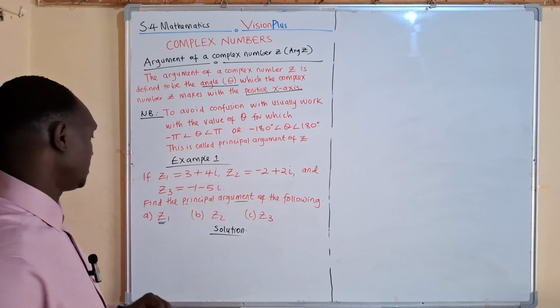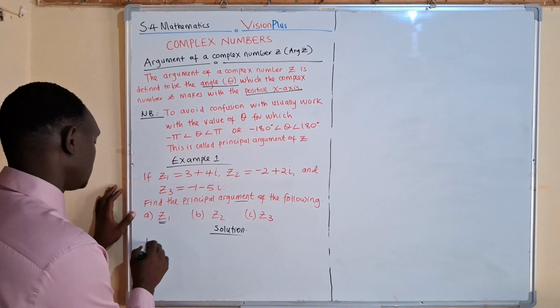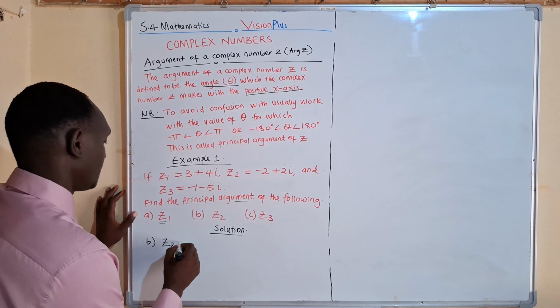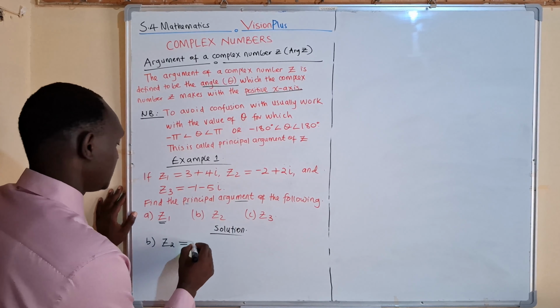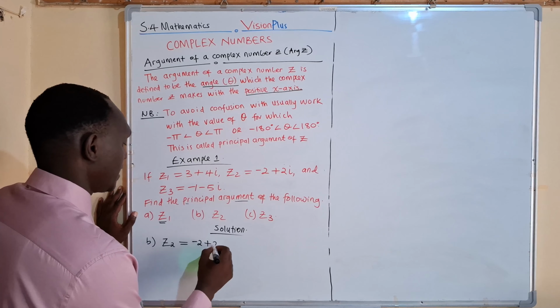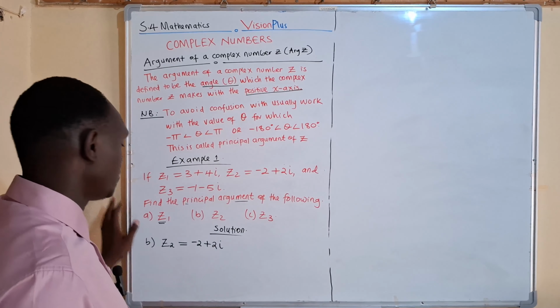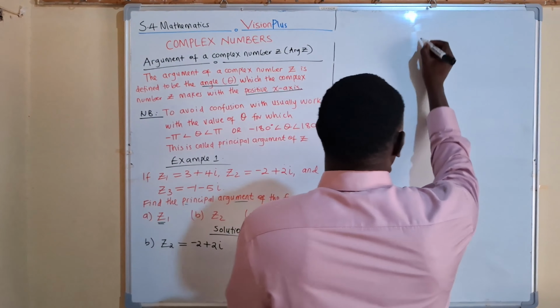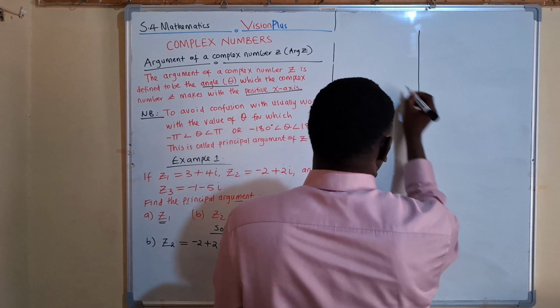I'm going to part B. Part B is Z2, which is given as -2 plus 2i. The first step is always to draw the Argand diagram, which we know already.